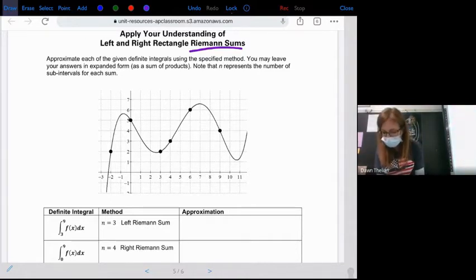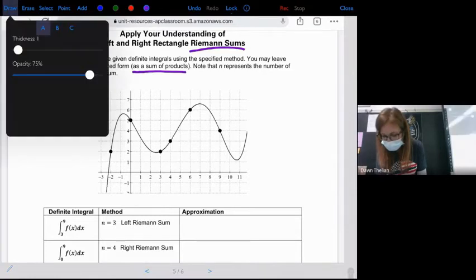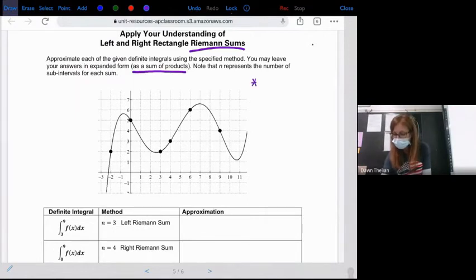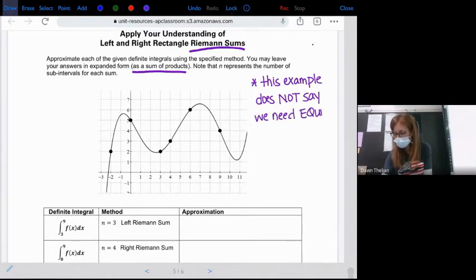So this one says, approximate each of the given definite integrals using the specified method. You may leave the answer in expanded form, so we don't have to simplify. You can leave it as a sum of the products. And n is the number of subintervals that they want you to use. But what I want you to note in this one is this example does not say equal subintervals. This example does not say we need equal delta x's.